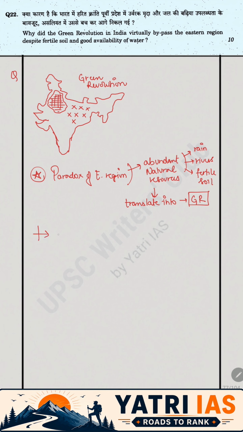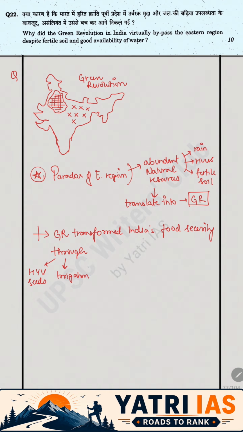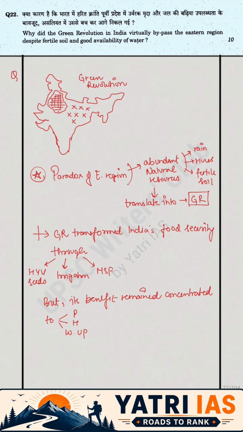So you will mention that the Green Revolution transformed India's food security through HYV seeds, irrigation, MSP, fertilizers, etc. But its benefit remained concentrated to Punjab, Haryana, Western UP. So you could mention this in your introduction, and let me provide you certain data.